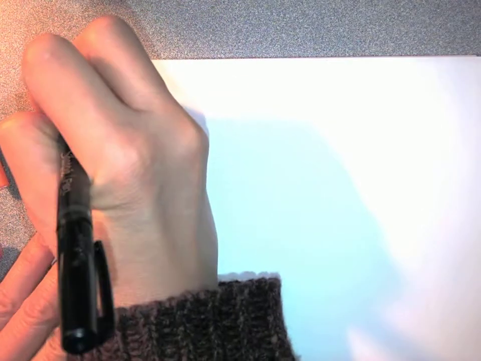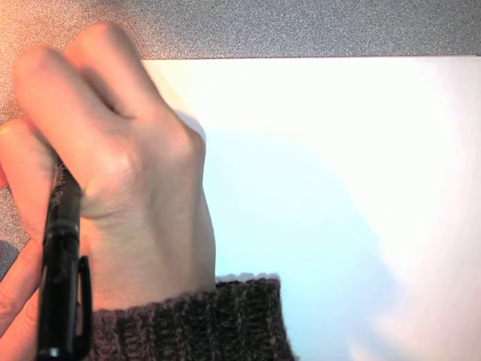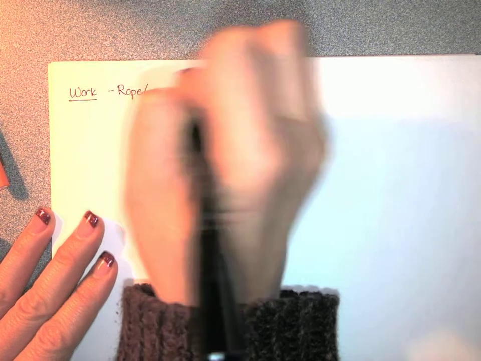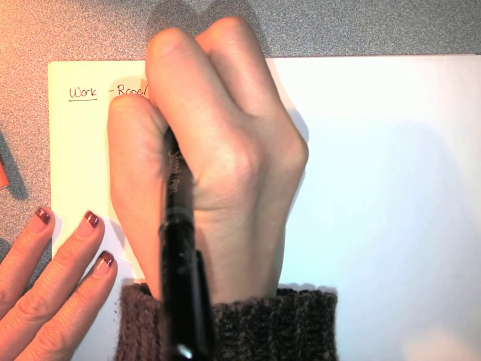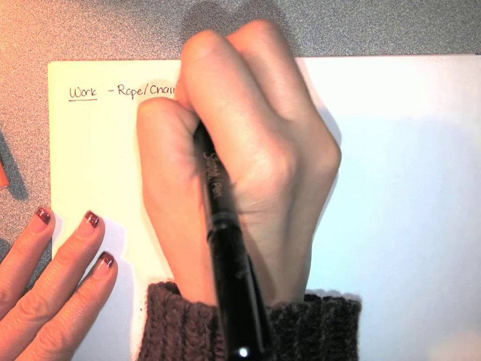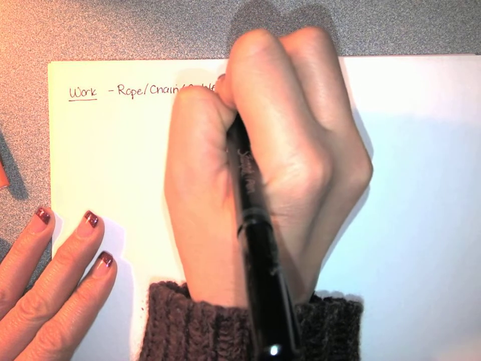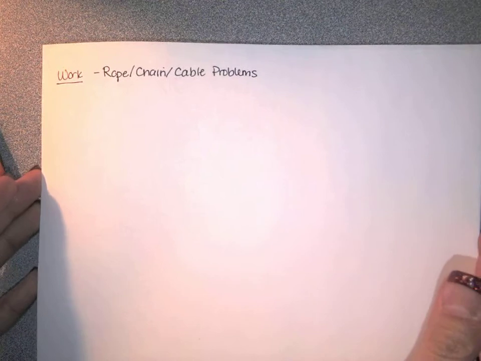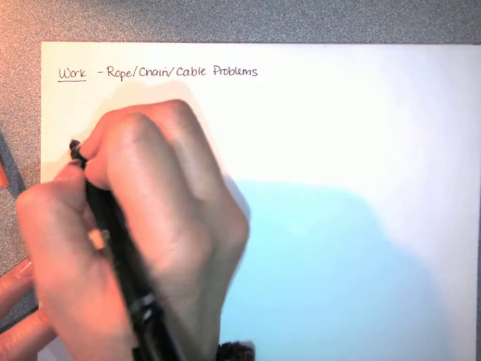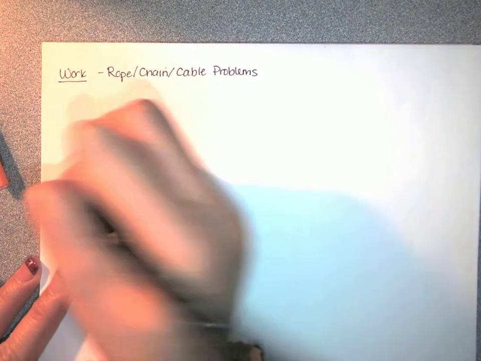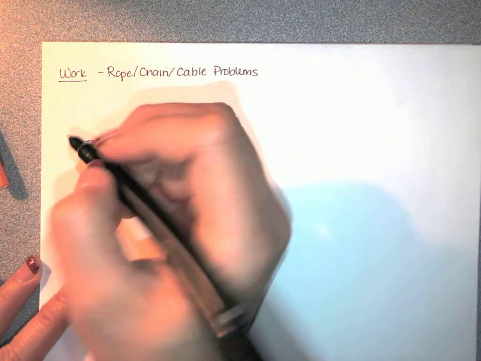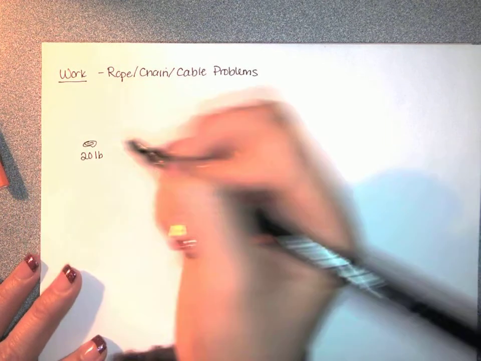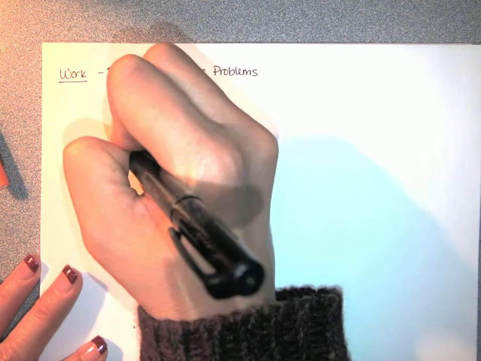In this video, we are looking at a particular type of work problem. They are the problems involving ropes, chains, and cables. Here's the idea. Often in these problems, we've got some rope or chain or cable, and it's sitting here, and maybe it's heavy, maybe it weighs 20 pounds. And we're moving it through some distance.